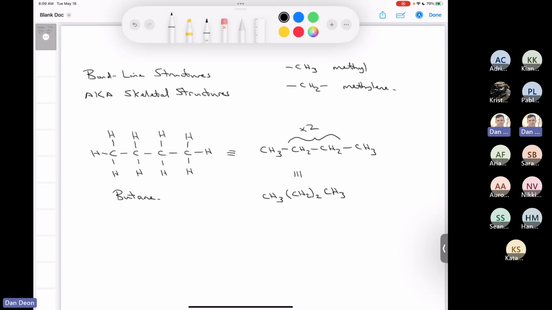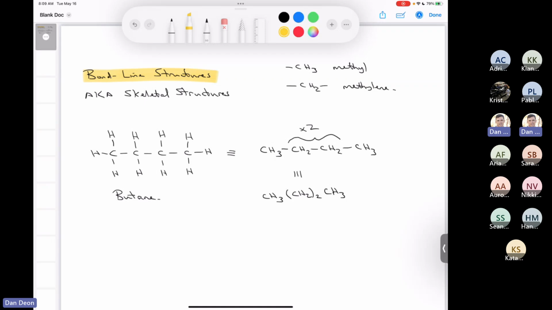And that, again, is to use a bond line structure. And the way that the bond line structure works is on the rationale that carbon always has how many bonds when it's uncharged? Who could answer that for me? How many bonds does carbon always have when it has no charge? We're not talking about carbocations or carbanions yet. Yeah, it has 4 bonds.